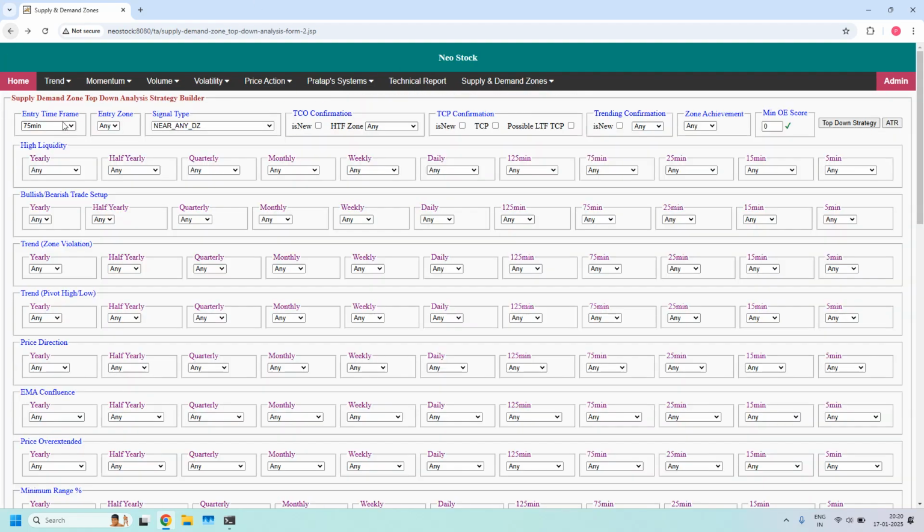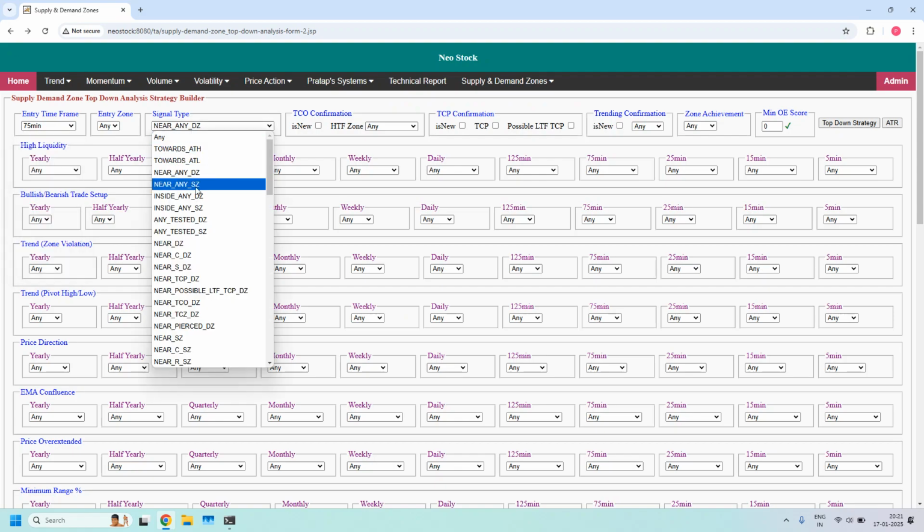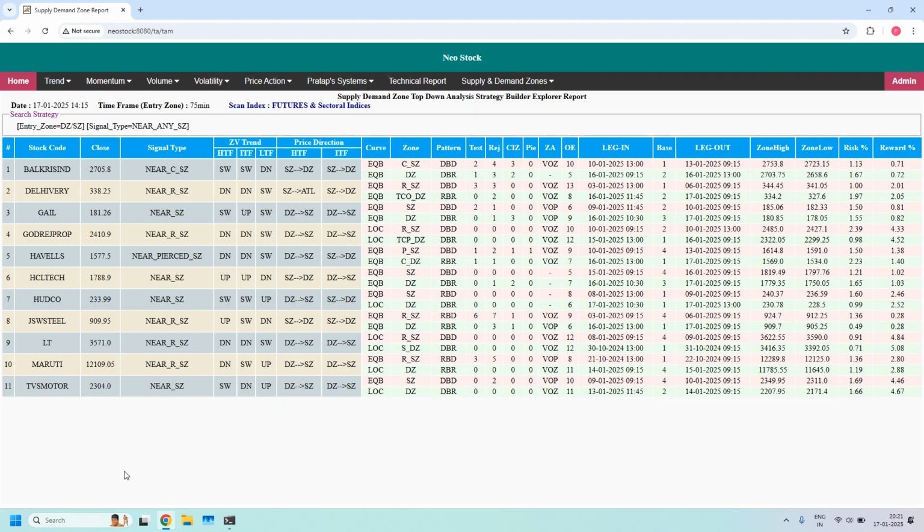Okay, next for 75 minutes time frame, let us find the stocks near 75 minutes supply zone. We got 11 stocks. Let us identify high liquidity supply zones from this list. First one is Balakrishna Industries, is a high liquidity zone. Delhi is a high liquidity zone. Delivery.